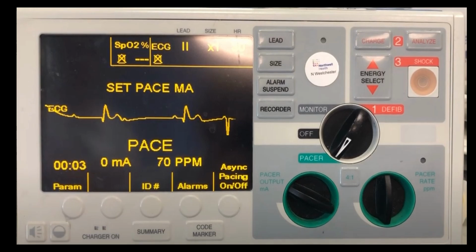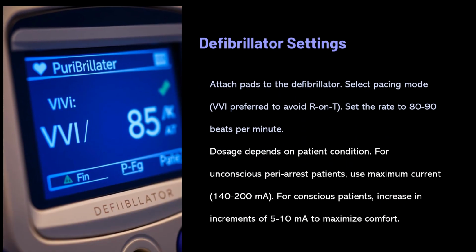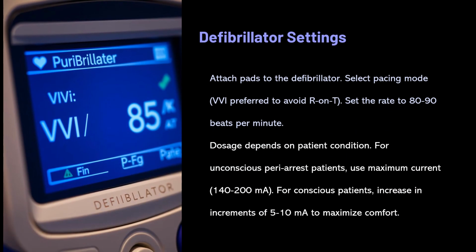After placing the pads, we will change the defibrillator to pacer mode like that, and the current at that time will be 0 milliampere, increasing gradually until it achieves capture. And if the patient is conscious, so that he is comfortable with this current, the rate will be 70 beats per minute, or we increase the rate based on the patient's underlying rate. We will adjust the defibrillator.